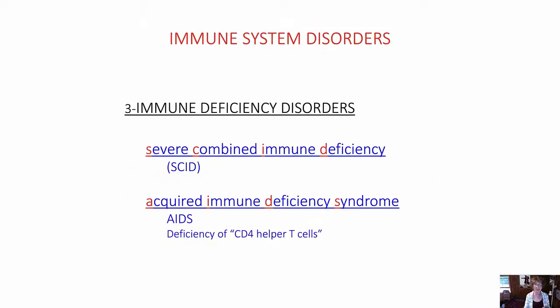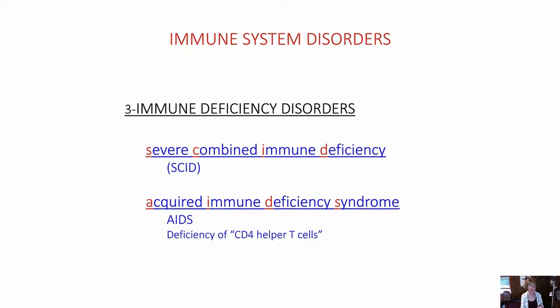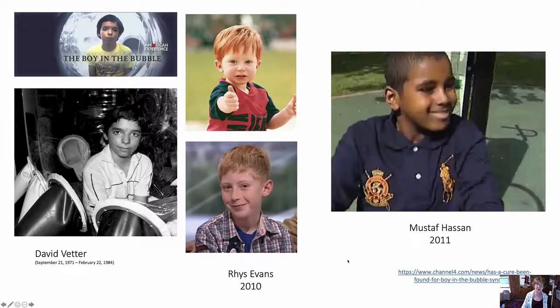The third type of immune system disorder is an immune deficiency disorder. These two that I have listed are severe combined immune deficiency disorder, or SCID, and acquired immune deficiency syndrome, or AIDS, that's caused by the HIV virus. On the left, we have a young man named David Vetter who had severe combined immune deficiency disorder, and he's the boy in the bubble.